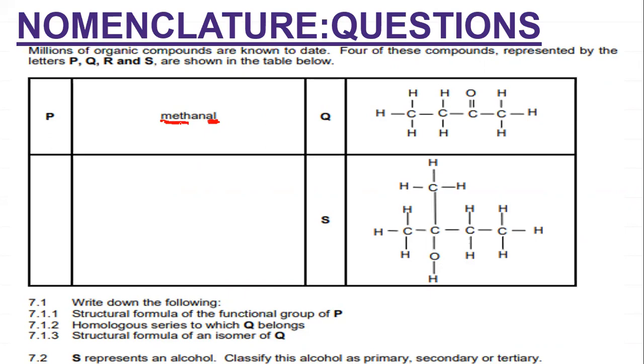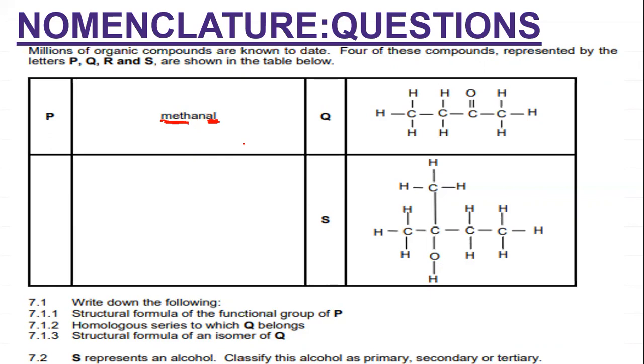Okay. So because of one carbon, I know that "meth" would represent one carbon. So this one, I know it has one carbon and it ends with "al", which means it's an aldehyde. Okay. So that's some of the things that I know about this. And also with aldehyde, what more do I know?